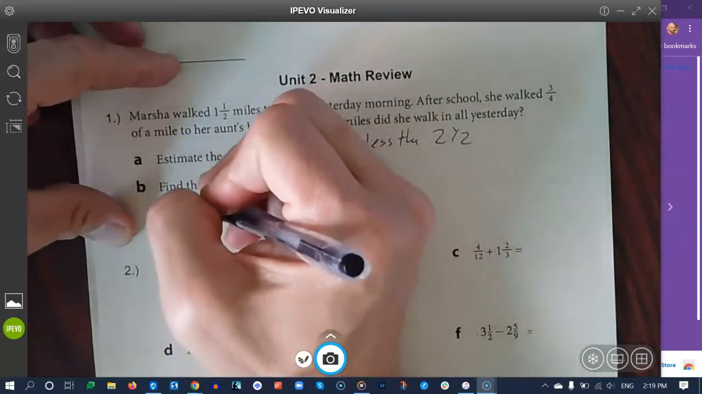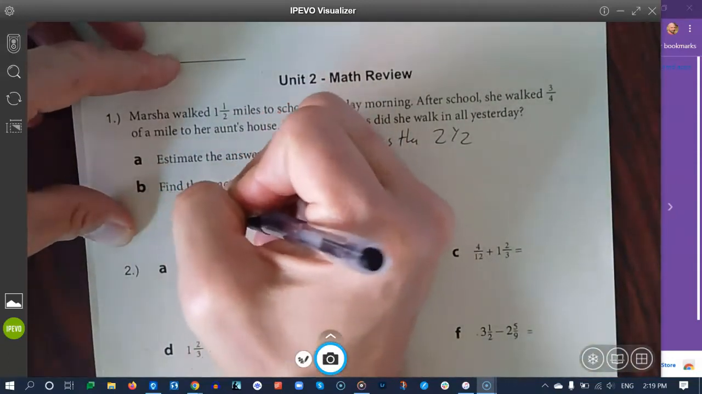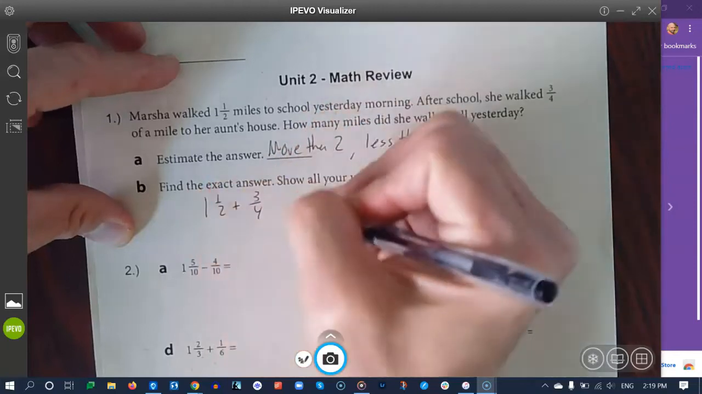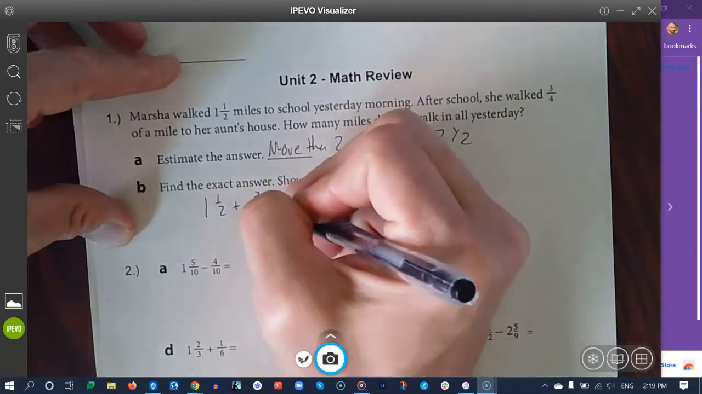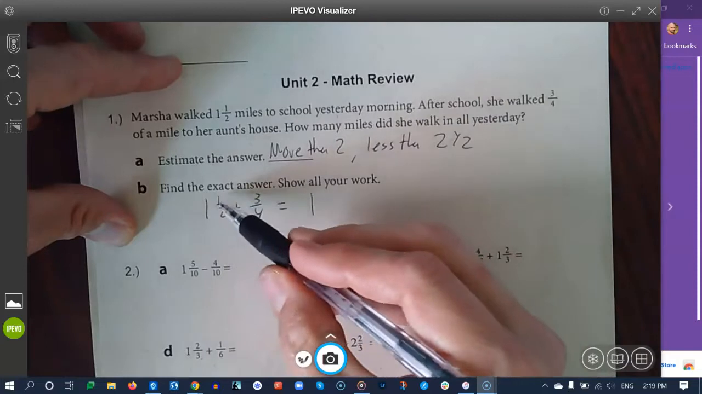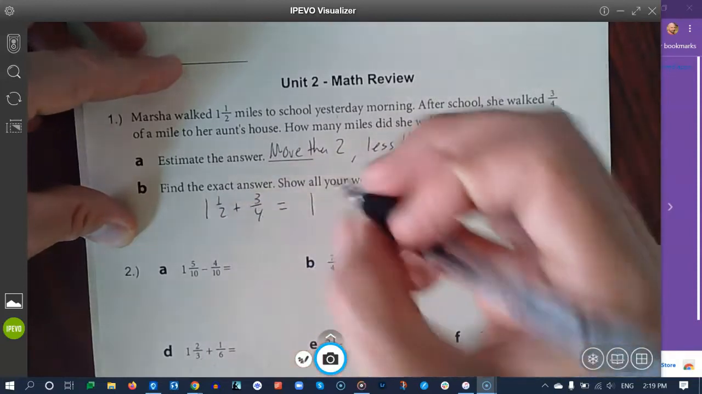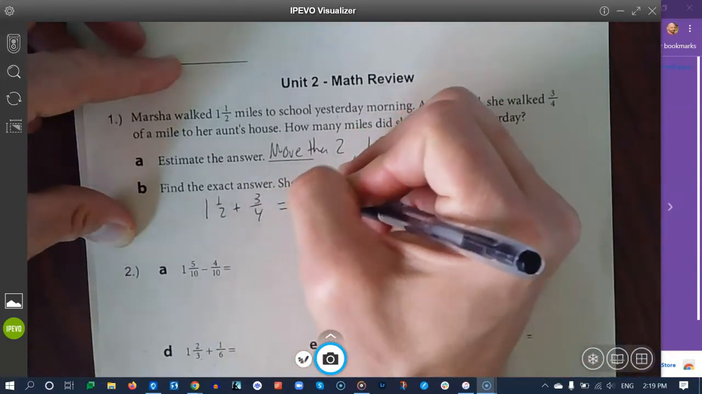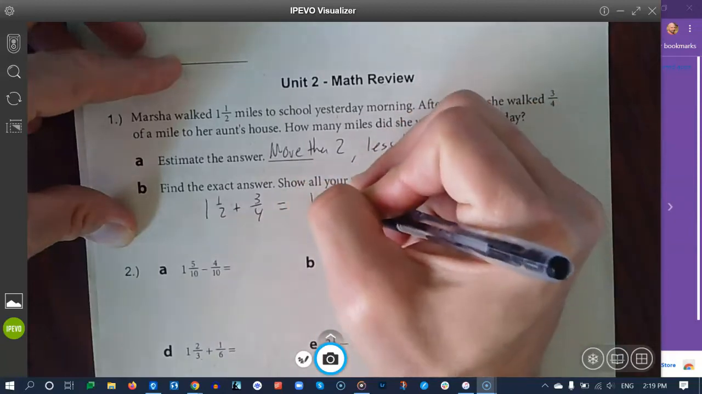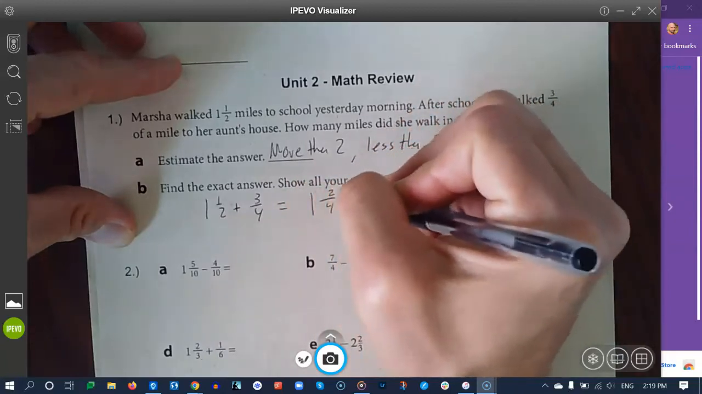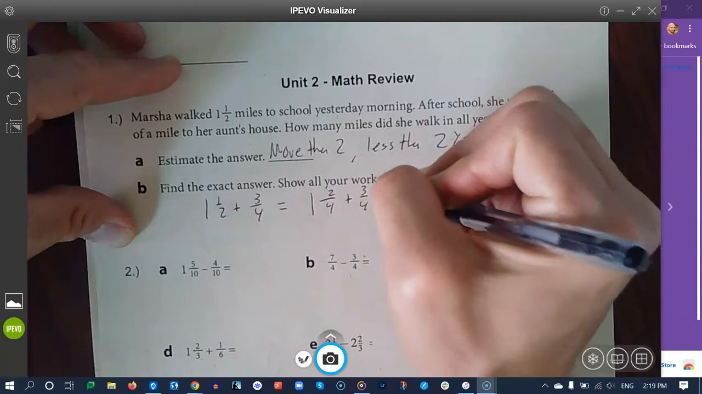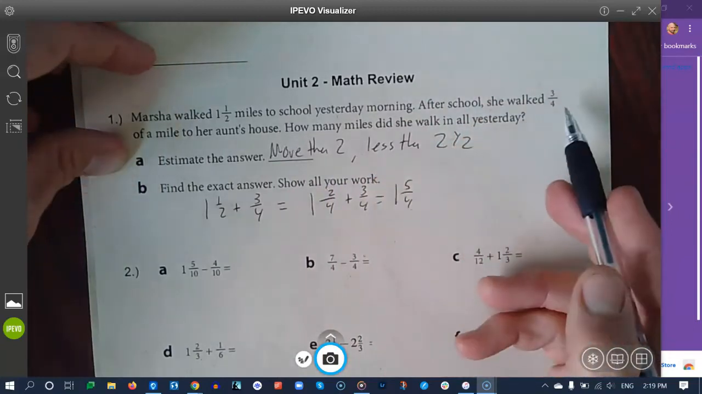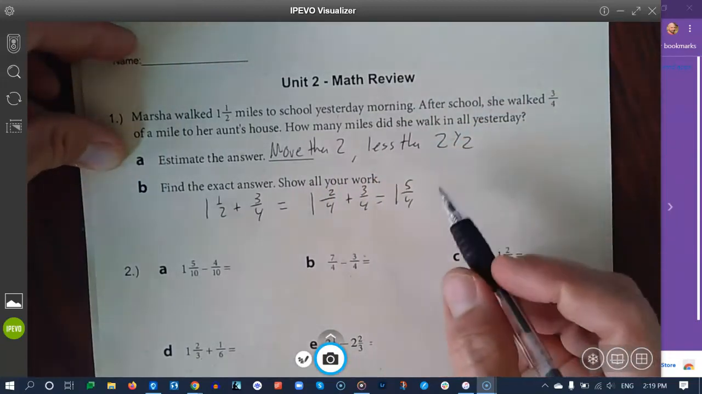Find the exact answer. So we have 1.5 plus 3/4. That equals... So I need to change my halves to fourths if I can, which I can, by multiplying by 2. 2/4 plus 3/4 equals 1 5/4. But I wouldn't say 1 5/4 miles.